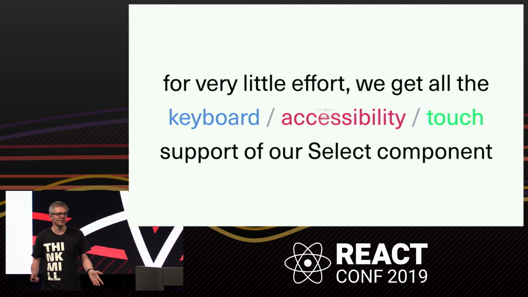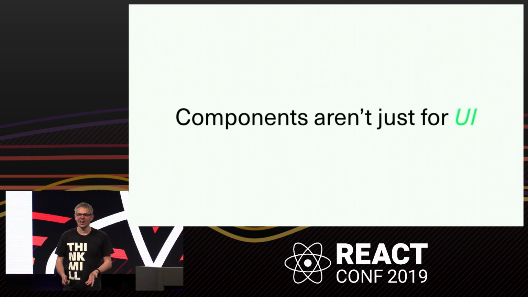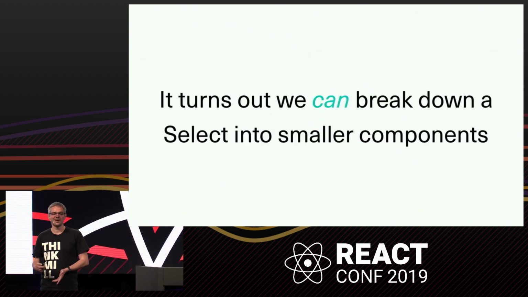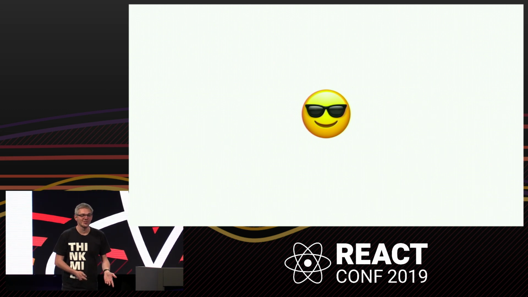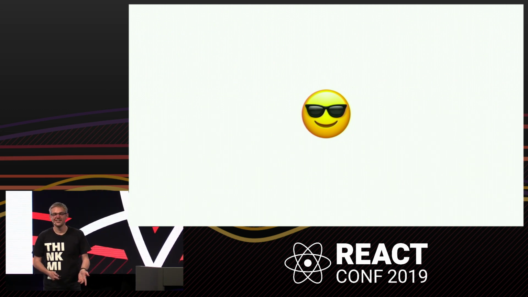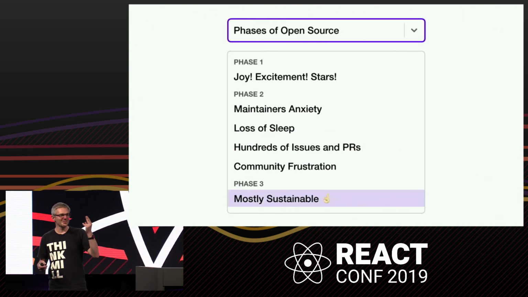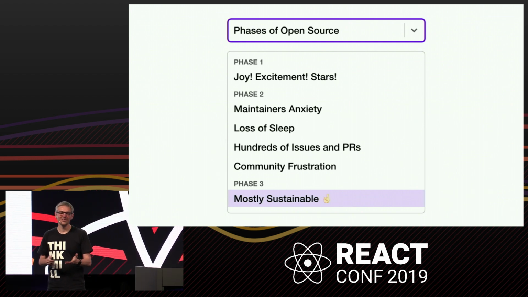And what I realized at the end of all this was, coming back to thinking in React, components aren't just for UI. They're for state and functionality as well. And it turns out we actually can break down a select into smaller components. And with this new customization API, most of these use cases didn't require changes to core anymore. And with that, I found the third phase of open source, which is mostly sustainable. It's better. It's not perfect, but man, it's so much better. So this made a lot of difference.